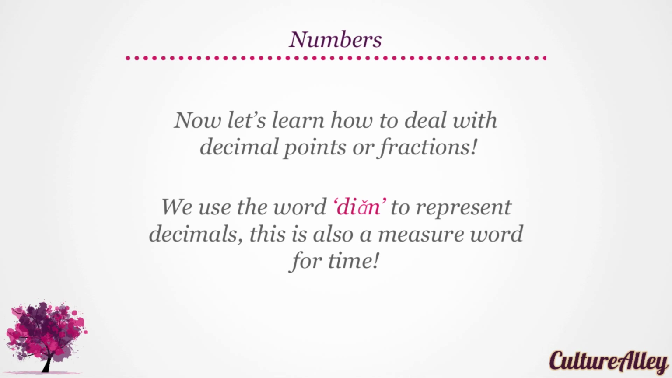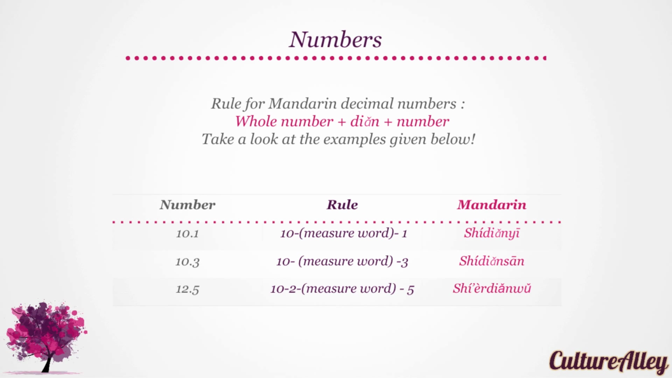点 is also used as a measure word for time. In general, the rule for Mandarin decimal numbers is whole number plus 点 plus the number. Take a look at the examples given below.